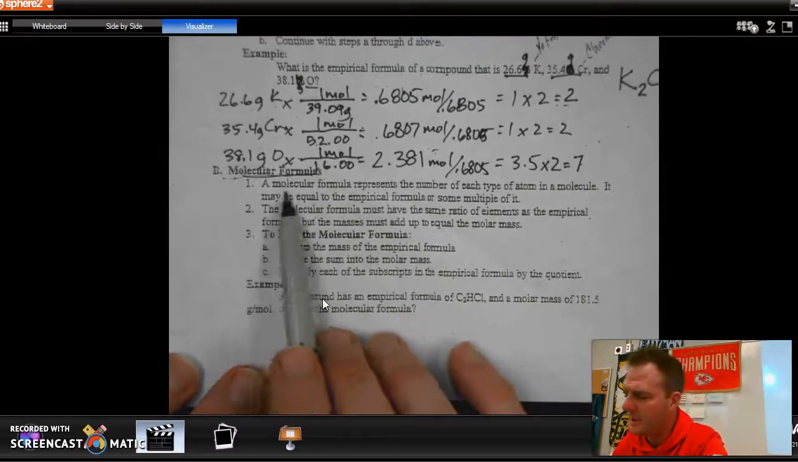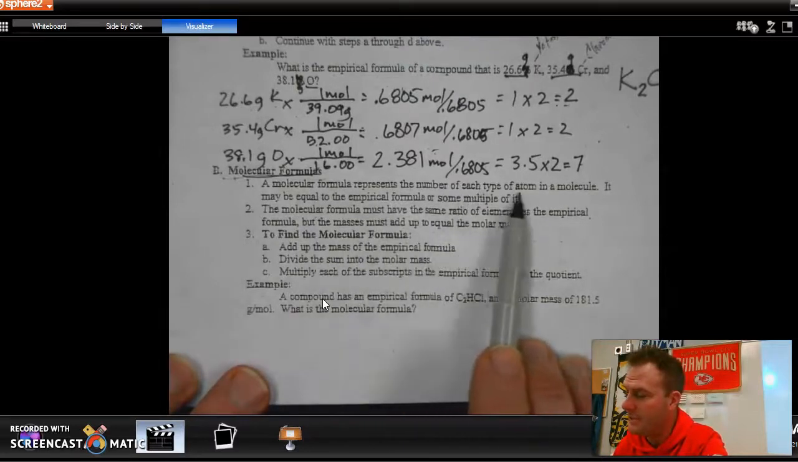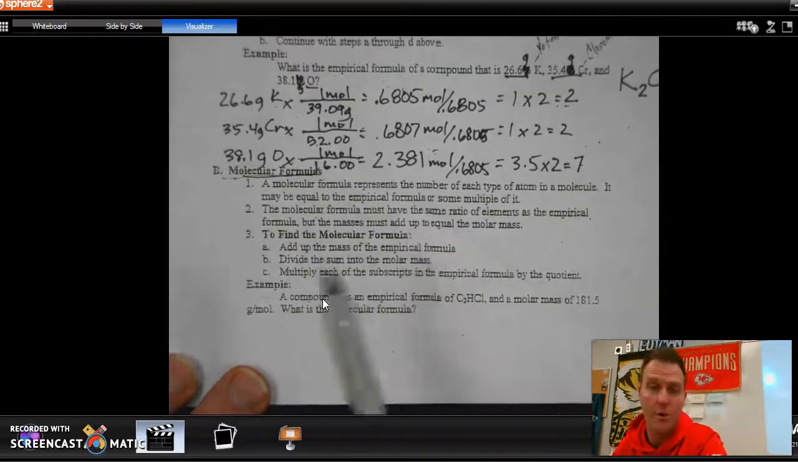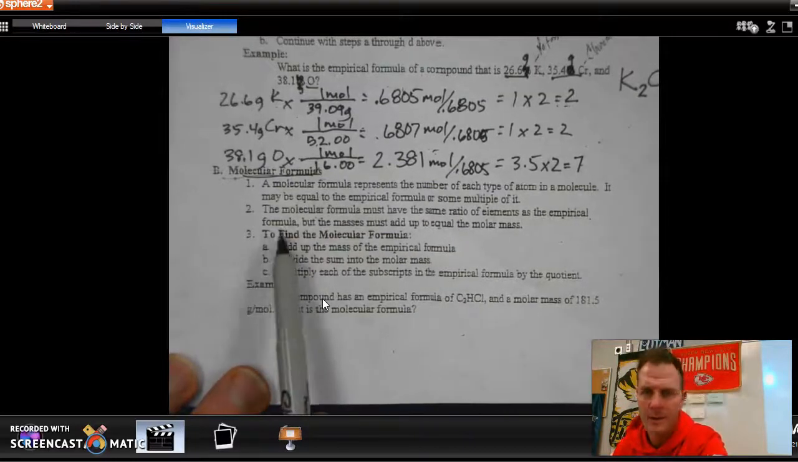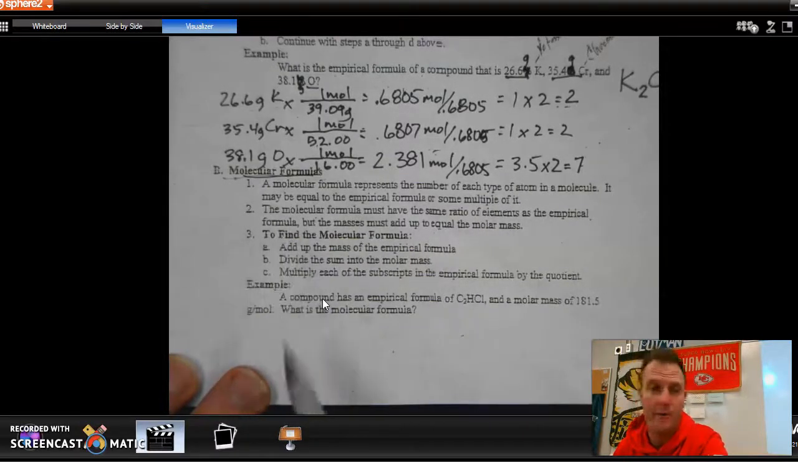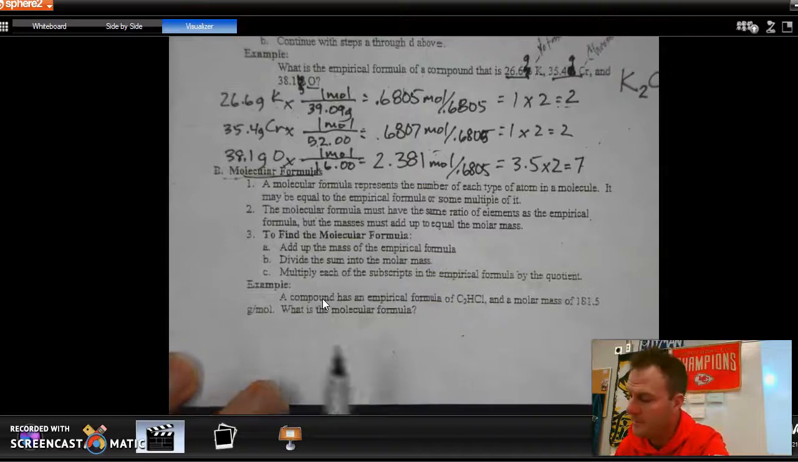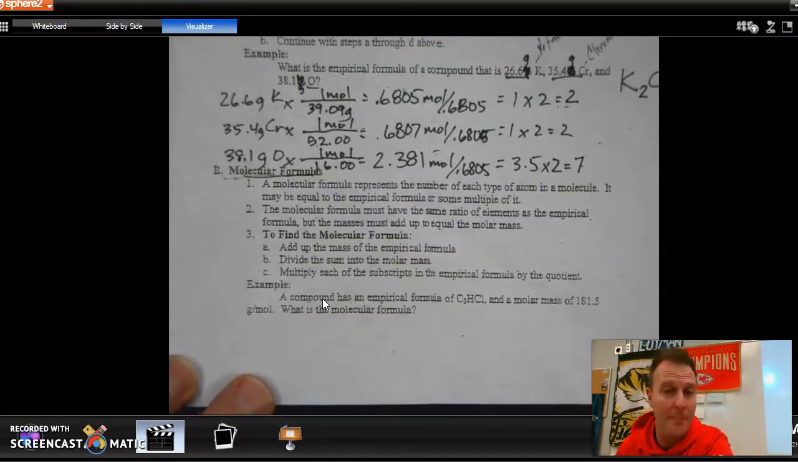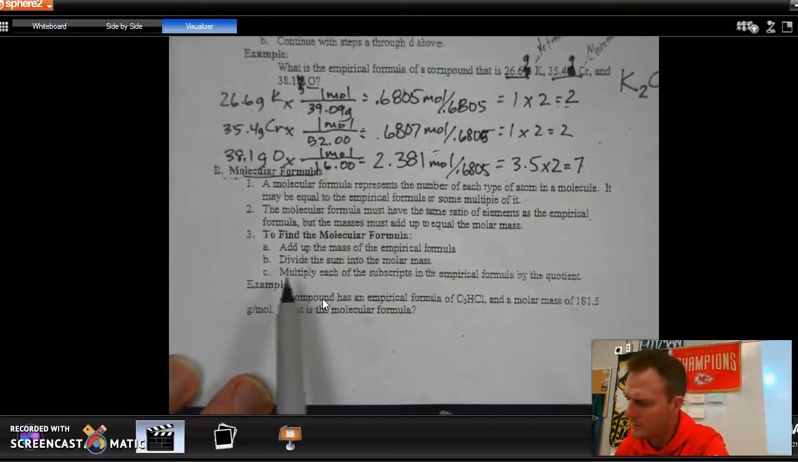Okay, so it says a molecular formula represents the number of each type of atom in a molecule. It may be equal to the empirical formula or some multiple of it. So the molecular formula must have the same ratio of elements as the empirical formula, which means it can be reduced. Okay, so to find the molecular formula, add up the mass of the empirical formula.